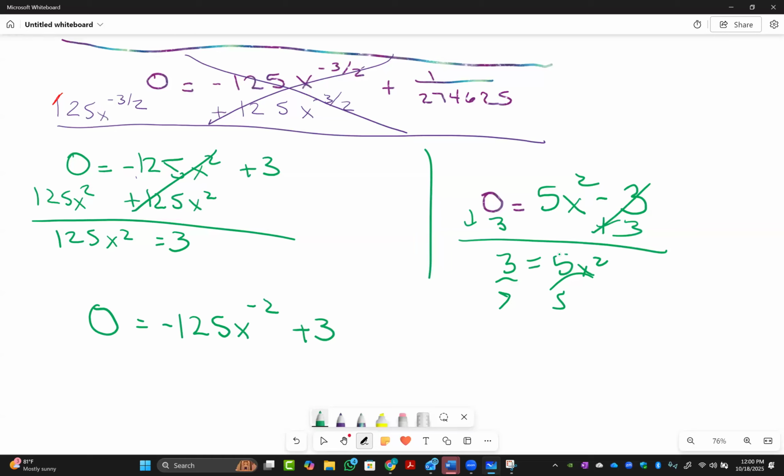You're adding 125x to the negative 2. Because why be biased with the positive when you can be with the negative? It's the same. You're just making this become 0. Whatever this number is, if this is 5, then I'm at negative 5, and then I add 5, I get 0. That's all I'm really doing.